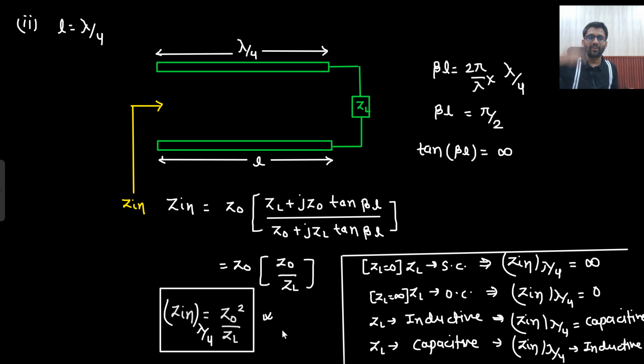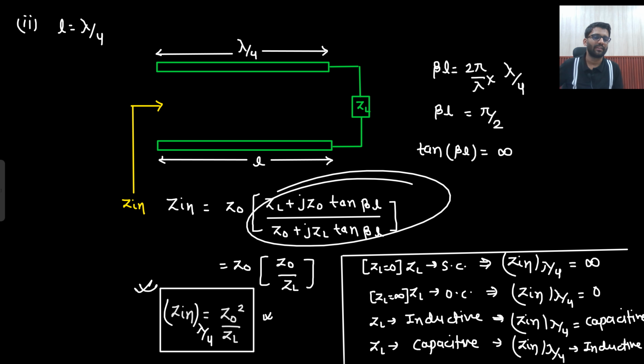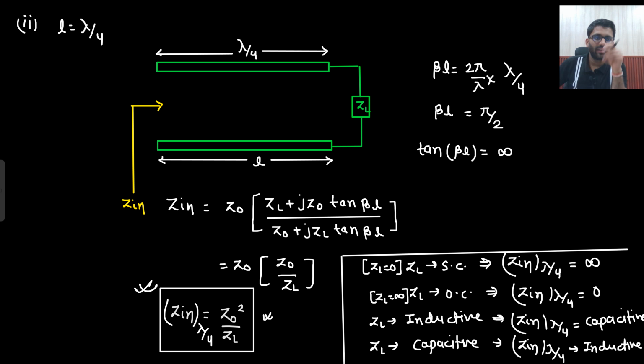This formula should be in your mind. What is the input impedance for lambda by 4 line? Z0 square by ZL. You do not need to derive this in the examination. Just write it down and you will be able to remember, because after every lambda by 4 there is an inversion: short circuit, open circuit. So Z0 square by ZL. A lot of times it will be used, that's why we are writing it down.